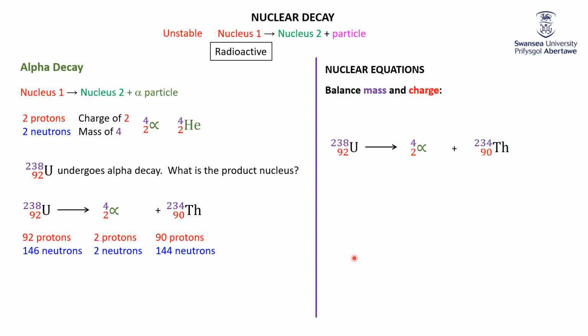So if we look at our little equation here that we generated by considering correctly, in this case, the protons and neutrons, let's look first of all at the total mass. We start with 238, and then that splits into 4 plus 234. Well, 4 plus 234 is 238. Looking at the charge now, we start with 92. On the right-hand side, 2 plus 90 is 92. So thus we have balanced our mass and charge. That is how we will be balancing nuclear equations from now on.